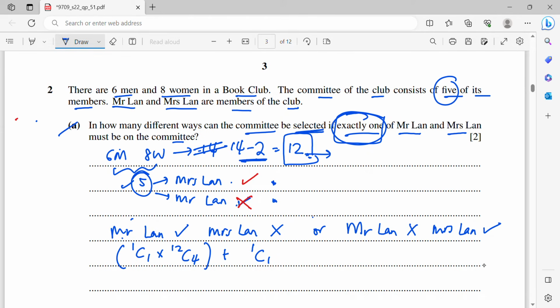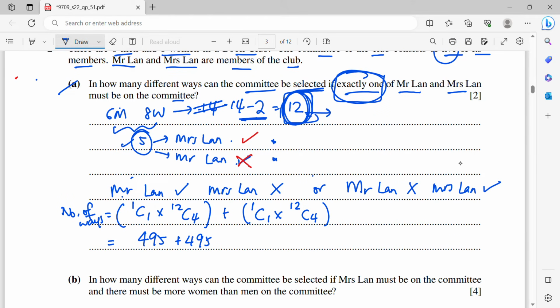Alright, means that now we need to choose another 4 from the remaining 12 to make it to 5 persons in the club. So I times by 12C4. Okay, so that is the number of ways. Right? So when you count this value, it will be 495 plus 495. So I will get 990. So we have 990 ways to choose the members.